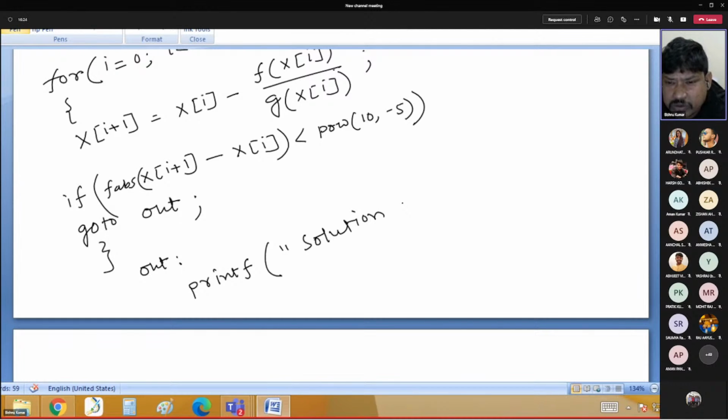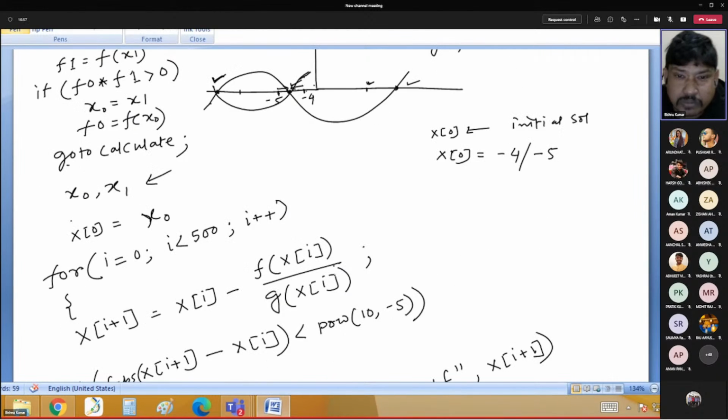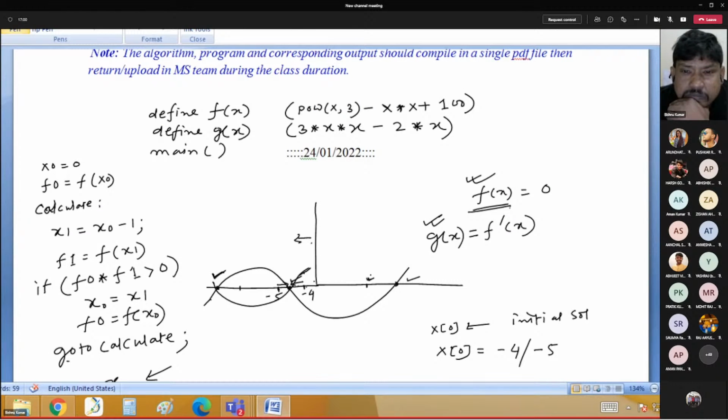Solution to 5 decimal units, so you just do here 0.5% of F. And what is the last, before this condition, last iterated value xi plus 1. And to hold that output within the screen, you just include an inbuilt function getch, and you just close that main program. That is your program for the Newton-Raphson method. Can you able to do this?